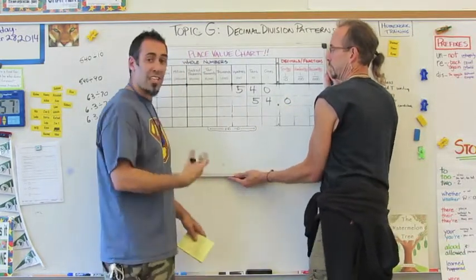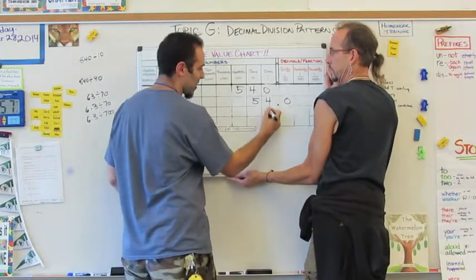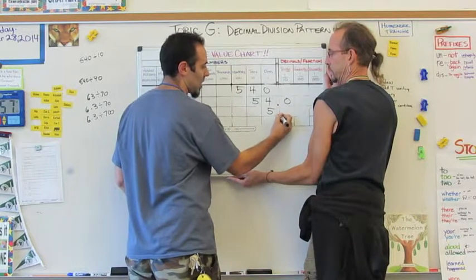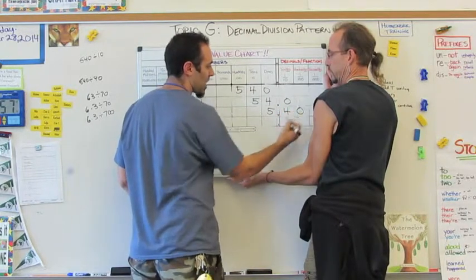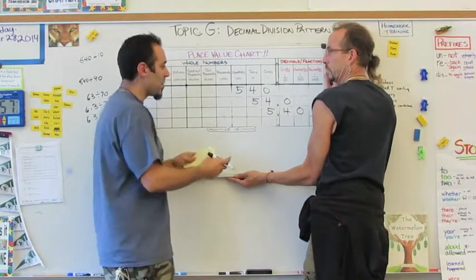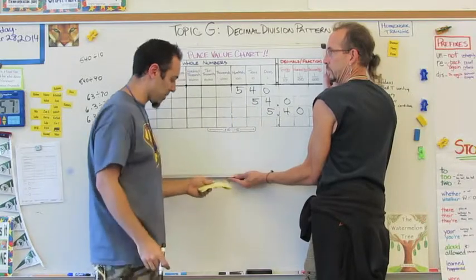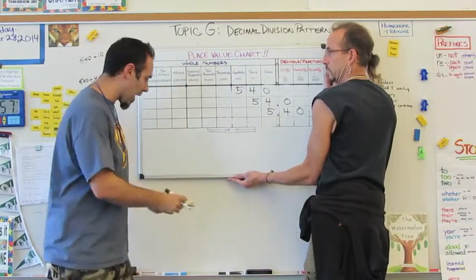And if we divide it by 10 one more time, it's going to move one more space to the right on that place value chart. And we're going to have 5 and 40 hundredths. So we're getting kids to understand that as we divide further by 10, it continues to move on the place value chart.